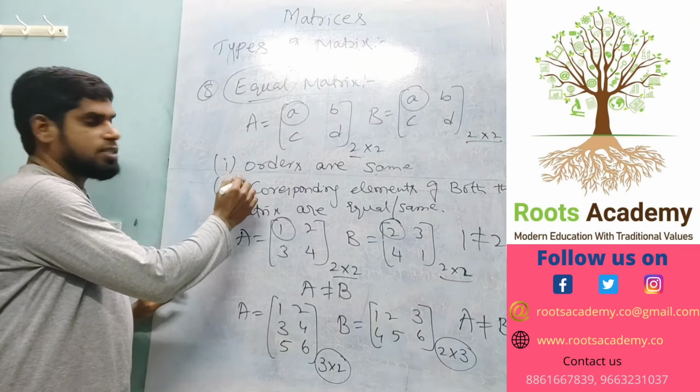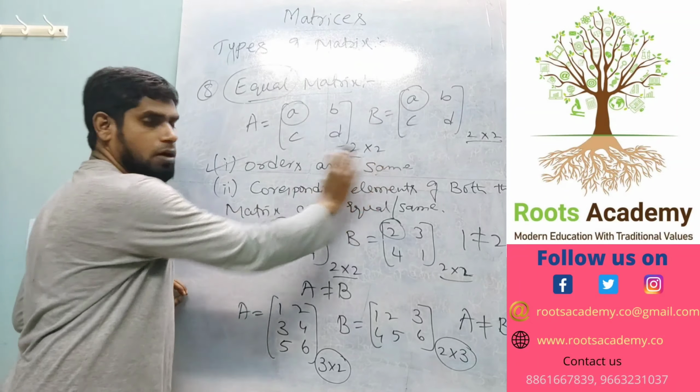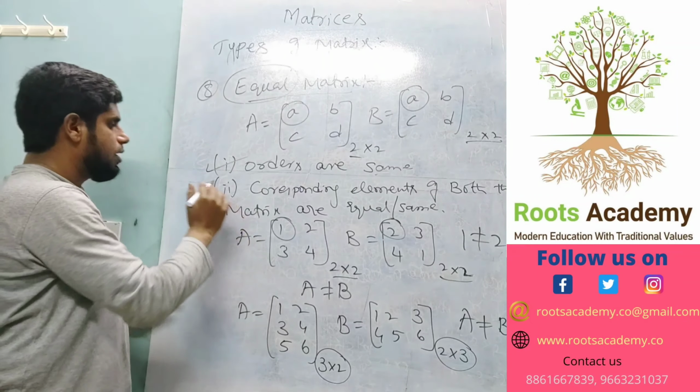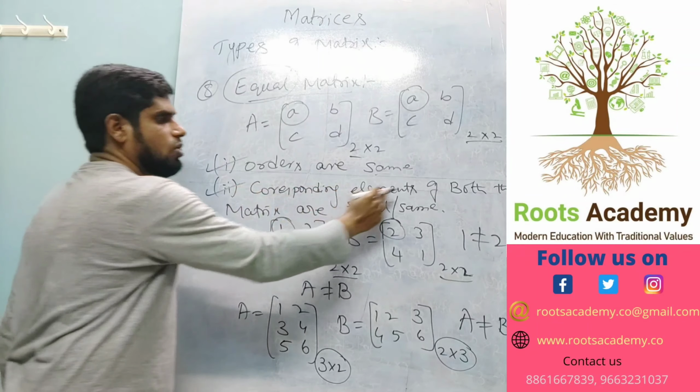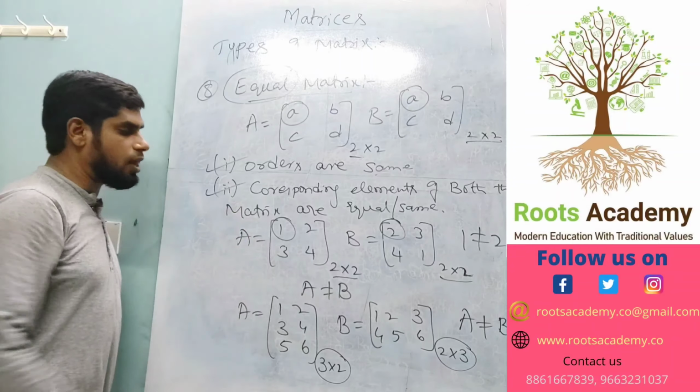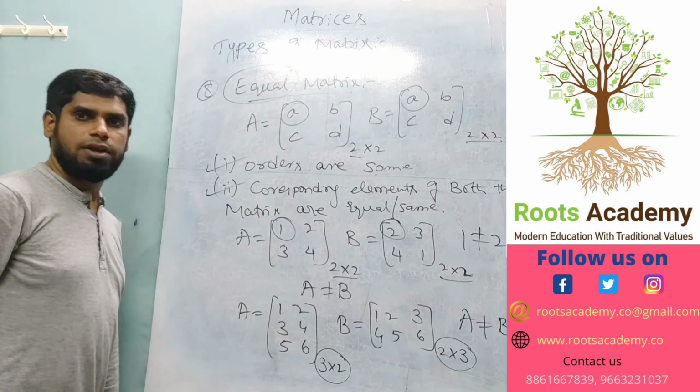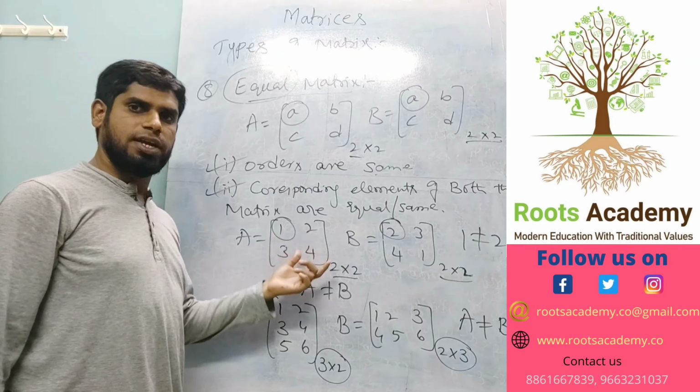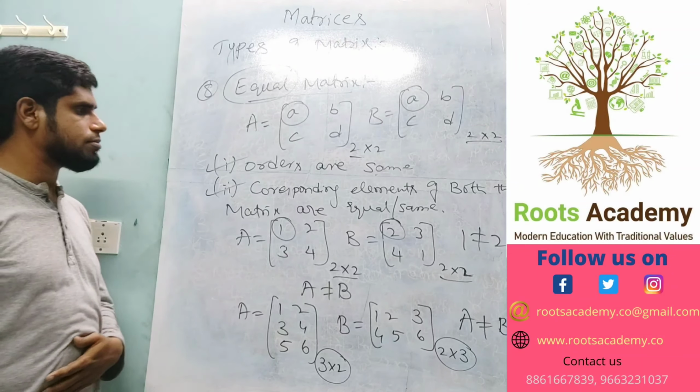The first thing for that is the orders of the two matrices must be the same. Then the corresponding elements of both matrices must be equal. All the elements must be equal. If any one element is different, then it is not an equal matrix.